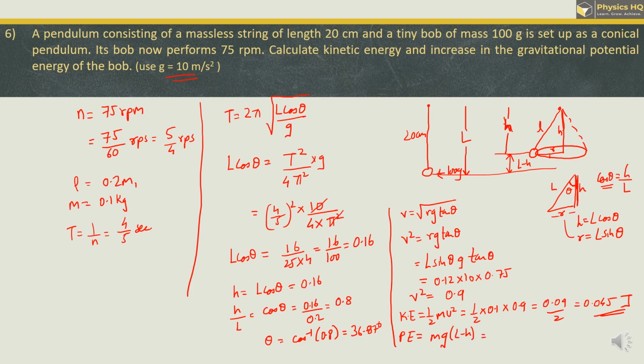So let us put the values. M is 0.1, g is 10, L is 0.2, H is 0.16. So 10 into 0.1 will cancel out. 0.2 minus 0.16 will give us 0.04 joule. I hope you all understood this.